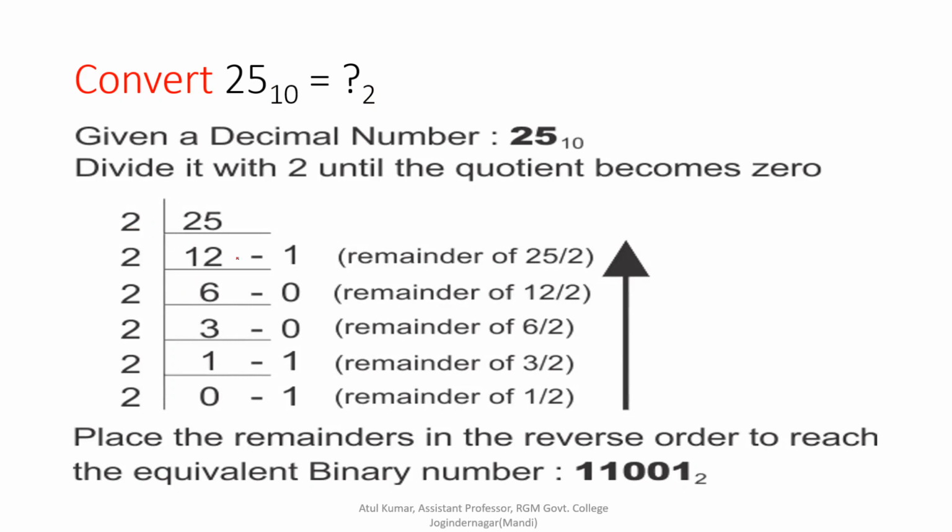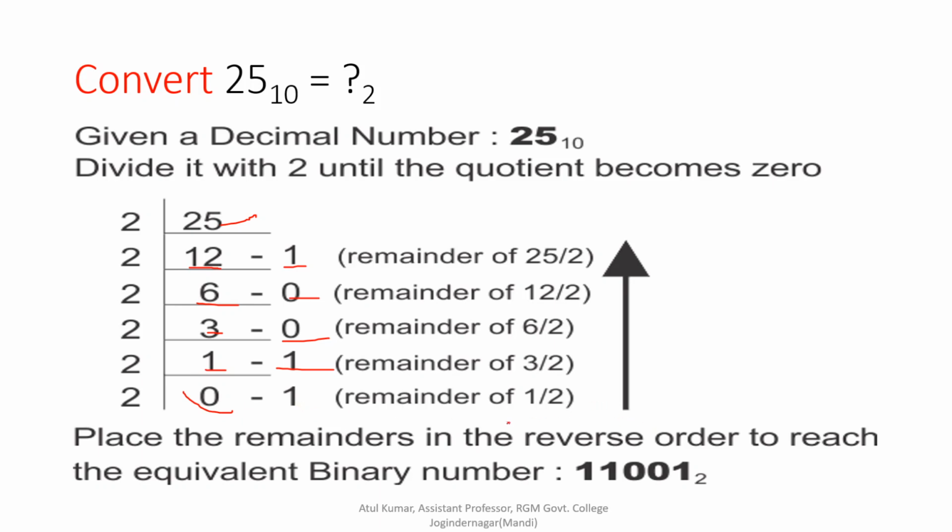This is the mathematics behind it. In the first step, we divide 25 by 2. The quotient is 12, and we write the remainder like this, 1. In the next step, we divide 12 by 2. The quotient is 6 and the remainder is 0. In the next step, we divide 6 by 2. The quotient is 3 and the remainder is 0. We again divide 3 by 2. Then the quotient is 1 and the remainder is 1. In the next step, we divide 1 by 2. The quotient becomes 0 and we stop here, and the remainder is 1.